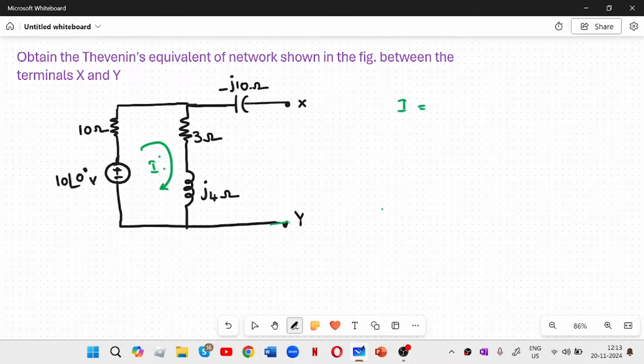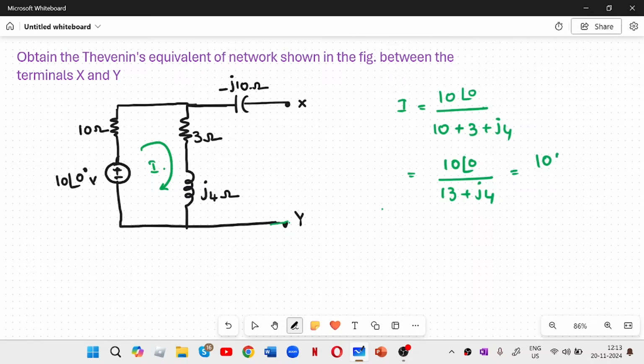I is equal to V by R, or here V by Z, as we have total impedance, as you have an inductance also here. So 10 divided by the resistance 10 plus 3 plus J4. All three elements are in series. So I am adding up to find out the total impedance: 10 ohm, 3 ohm and J4 ohm. And the voltage here is 10 at an angle 0 degree, or simply you can write 10 also. So this, if we calculate, 10 at an angle 0 divided by 13 plus J4.